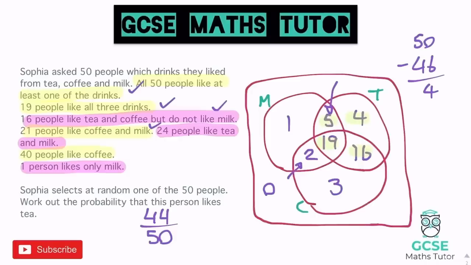44 of those 50 people like tea, and the rest don't like tea. You've got the 1 person that only likes milk, you've got the 2 people that like milk and coffee, and the 3 people that only like coffee. So 44 over 50, and you don't need to simplify that. And that's our Venn diagram done. Just make sure you go through and tick them all off as you go so you haven't missed any. Let's have a look at another one of these.